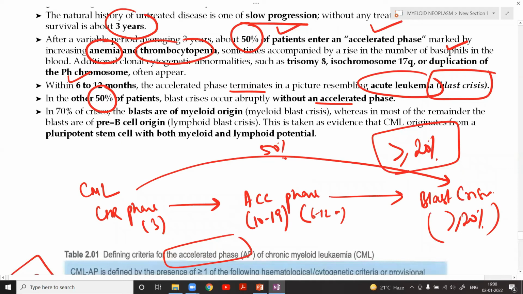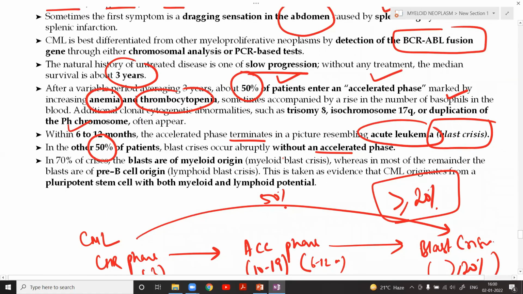Is this crystal clear? Now remember, very importantly, as I told you, the origin of the cells in case of CML is a pluripotent hematopoietic stem cell. What is the meaning of pluripotent? Pluripotent means that the same cells that give rise to the myeloid series might give rise to CML, or the same cells that can give rise to the lymphoid series can also give rise to CML. So in 70% of the blast crisis, the blasts are of myeloid origin. In that case, we call it a myeloid blast crisis. Whereas in most of the remainder cases, the blasts are of precursor B cell origin, that is lymphoid blast crisis. So the blast can either be a myeloid series blast or a lymphoid series blast as well.